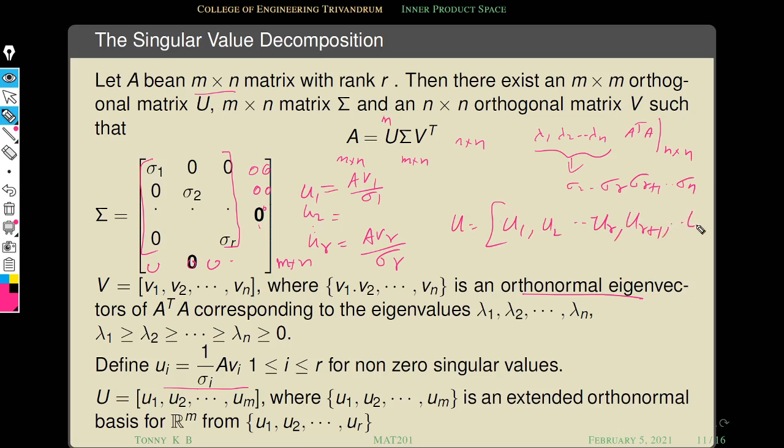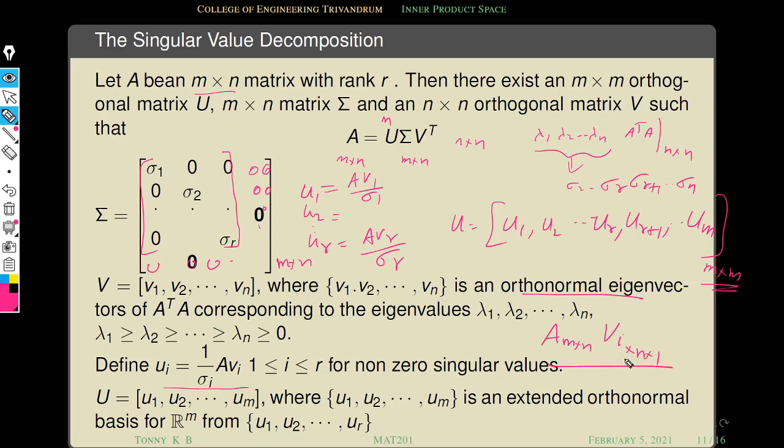U R plus 1 etc. up to U M. Okay, we have to construct an m by m matrix. The order of each U i is m. Why is it order m? Because A is an m by n matrix and all the V i's are n by 1 matrices.